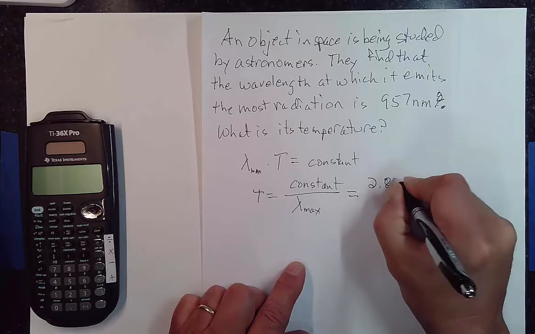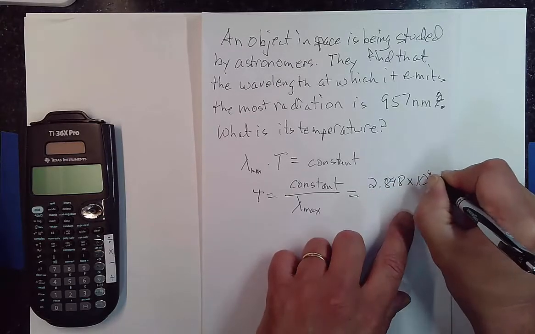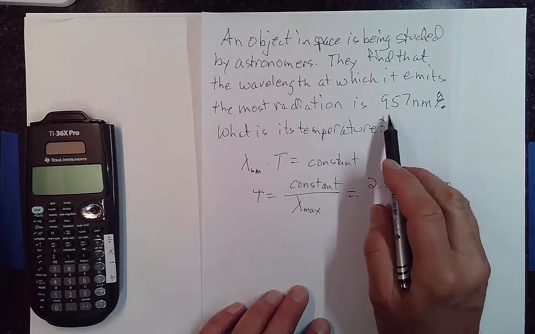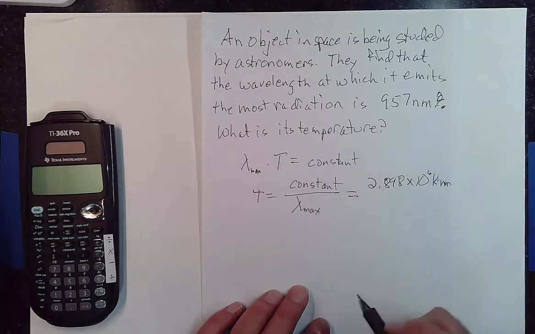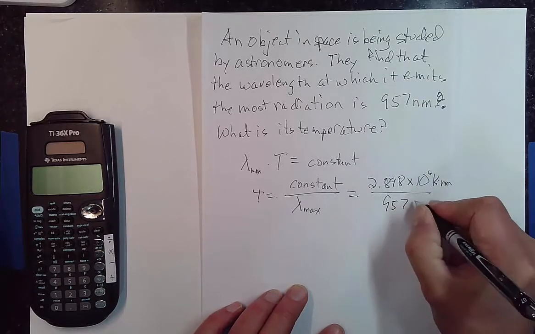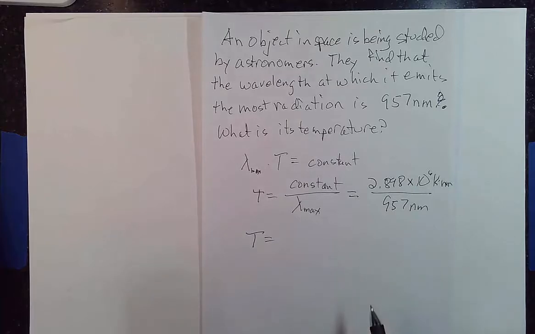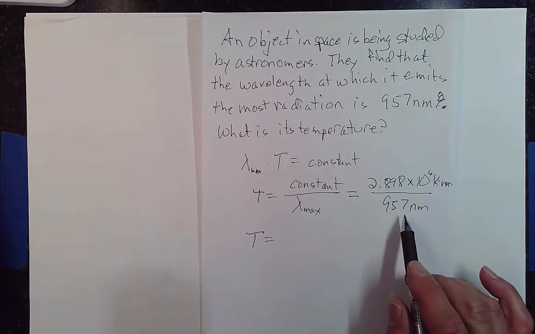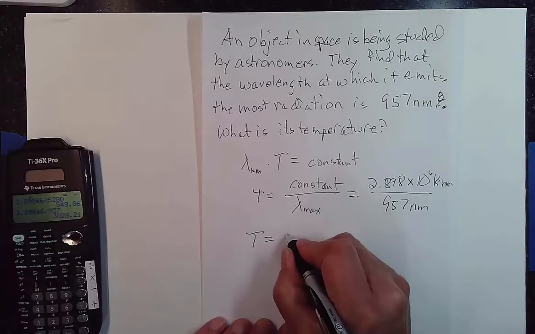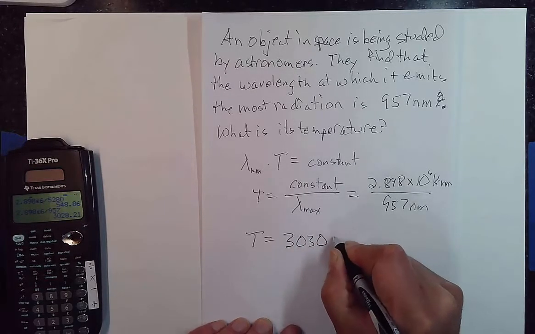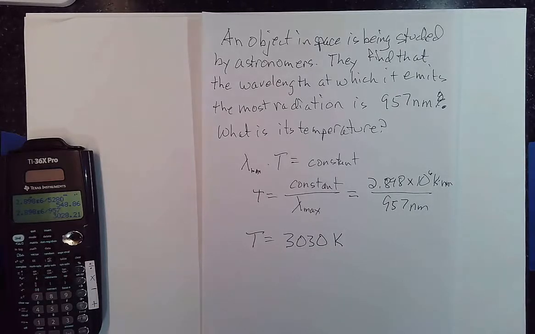So, 2.898 times 10 to the 6th Kelvin nanometers, and I'm using nanometers here because that's the unit of the wavelength of maximum intensity, divided by 957 nanometers, which by the way is in the near infrared part of the spectrum. It's beyond the red end of our spectrum at 700 nanometers, so that puts it into the infrared. And this would have a temperature of about 3030 Kelvin. So quite a bit lower than the surface temperature of our sun, which is about 5800 Kelvin or so. So a little bit cooler of an object.